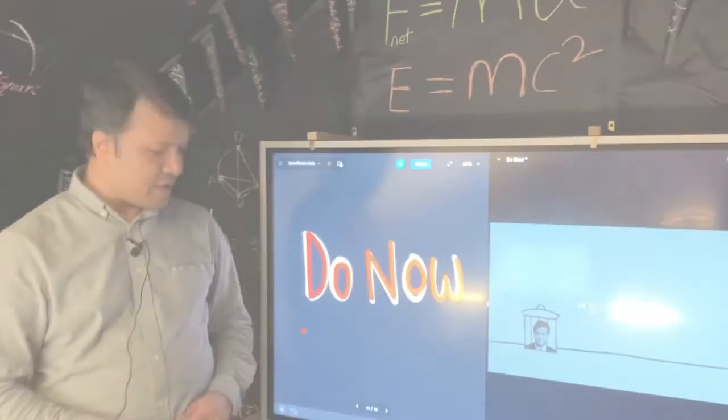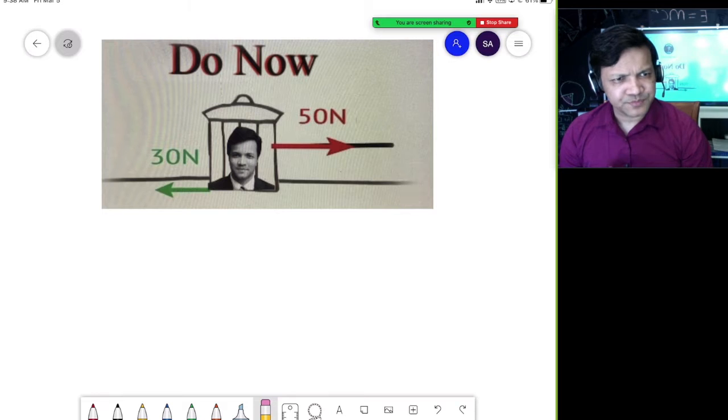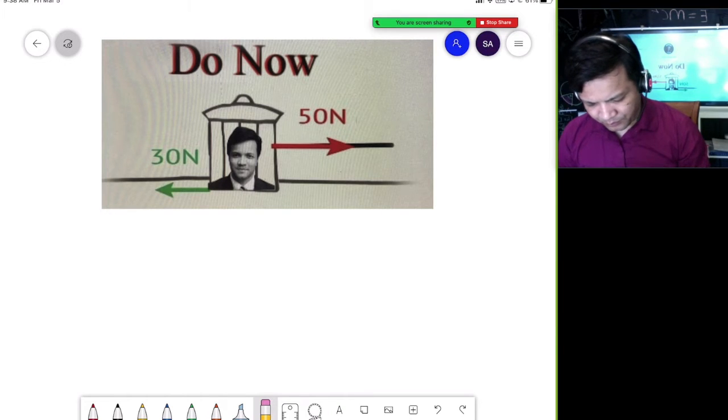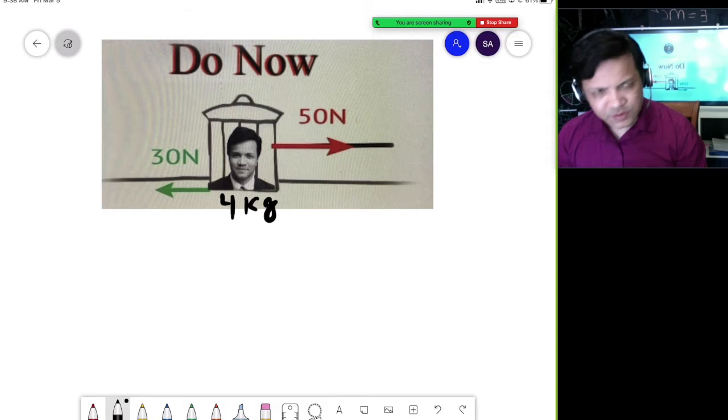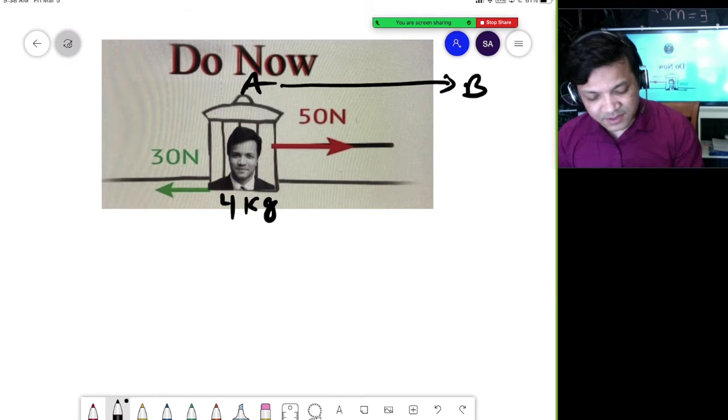Let me explain the do now. So let's understand the problem. There is a box sitting at rest. The box is 4 kilogram. This box is 4 kilogram. So this is sitting at rest. We want to move this box from location A to location B. And the distance between location A and location B is 10 meters.